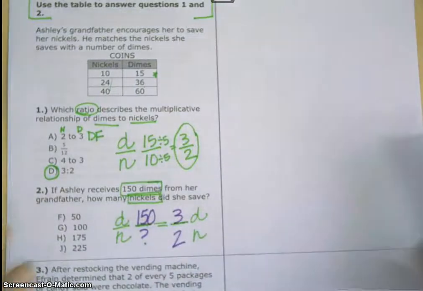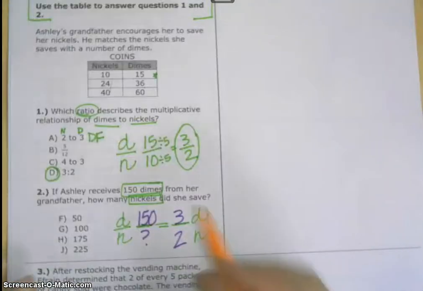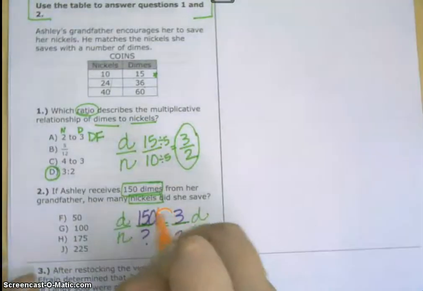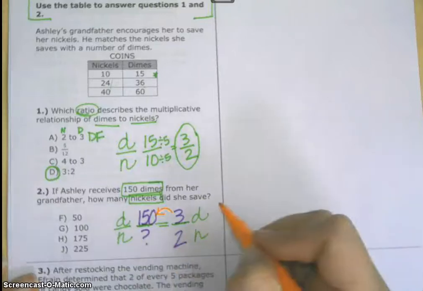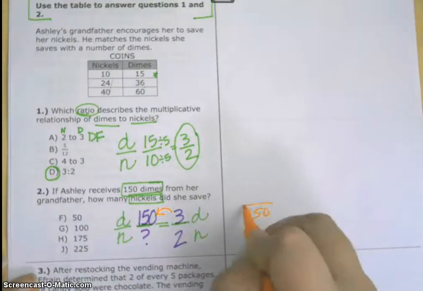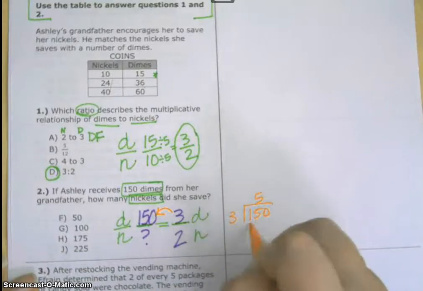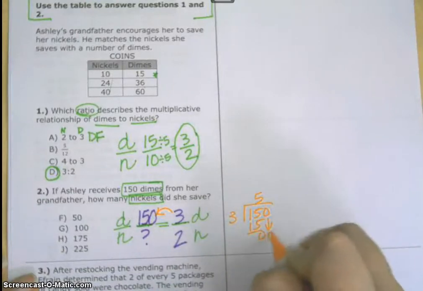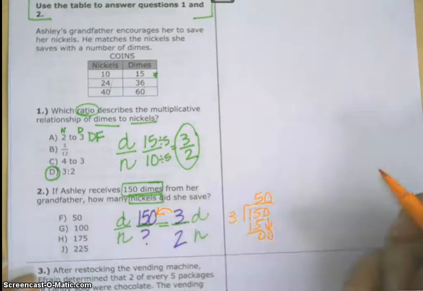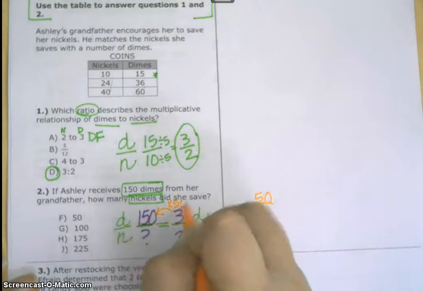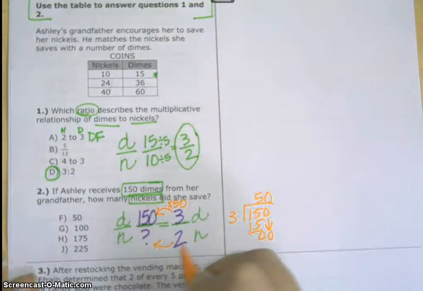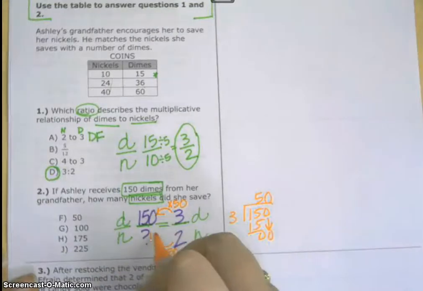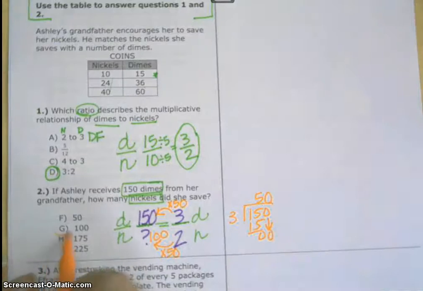So I can ask myself, alright, how do I get from 3 to 150? Well, if you don't know how you get there, you can say 150 divided by 3, bring down the 0, it goes in there, 0, so times 50. 3 times 50 gives me 150. I do on the top, I do on the bottom, times 50. 2 times 50 is 100. The correct answer is G.